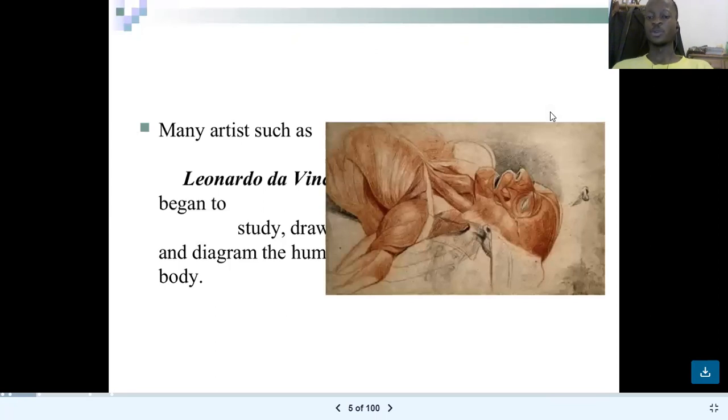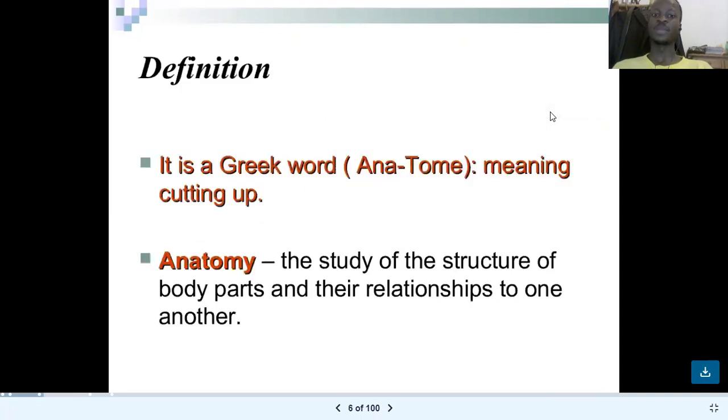Then there was also artistic anatomy, if you remember Leonardo da Vinci. This you can look up in medical history, right? So as a definition, anatomy stems from the Greek language, anatom, actually meaning cutting up. So anatomy then becomes the study of the structure of body parts and their relationships to one another.